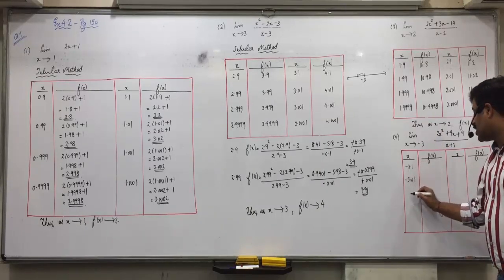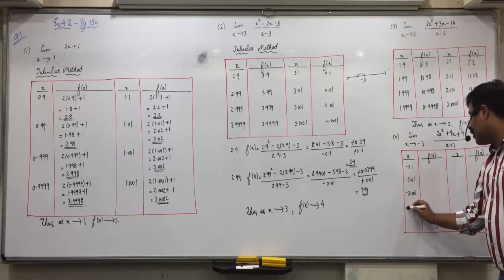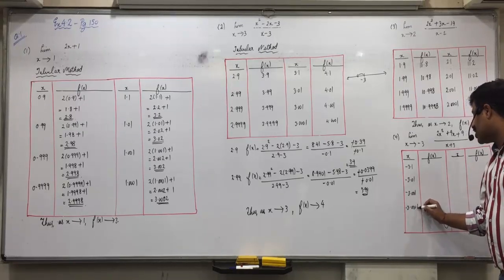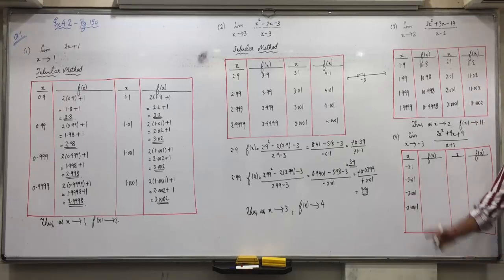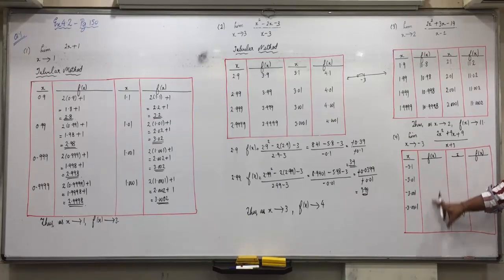Minus 3.01, minus 3.001, and so on. Raise your hand who did not understand this. By the way, it doesn't make any difference. You can take any number on either side. But here your concept will go wrong, because here you have to change the sign in the calculator method. So, all okay with this?